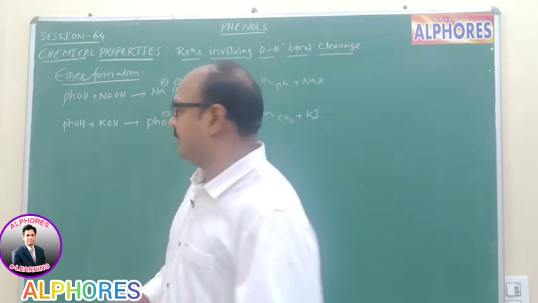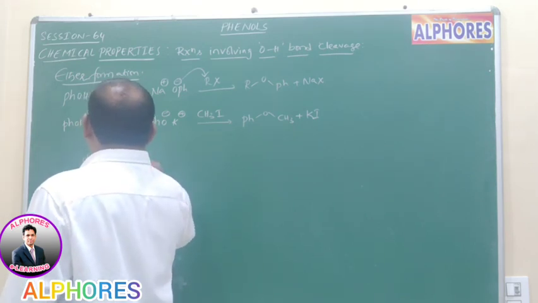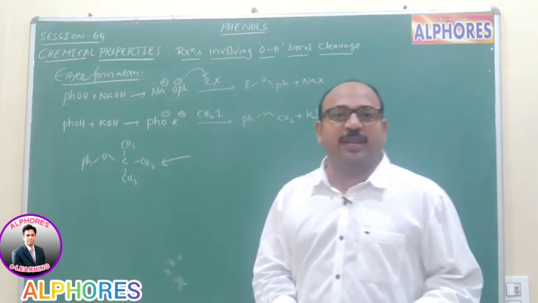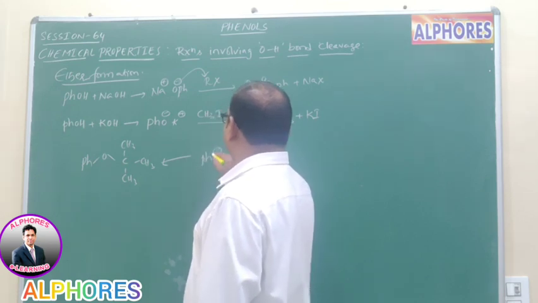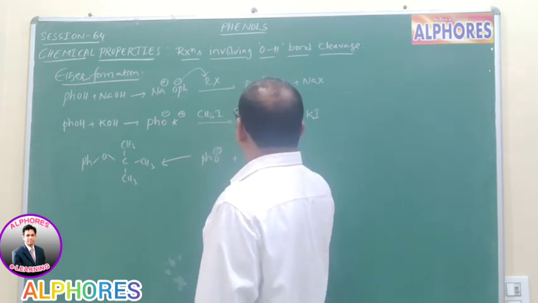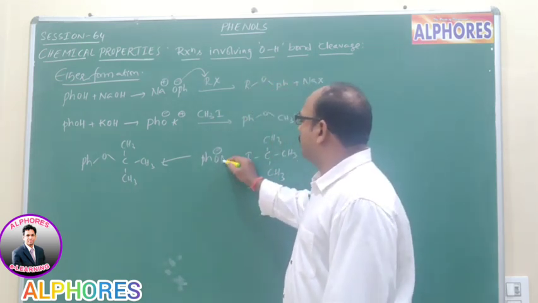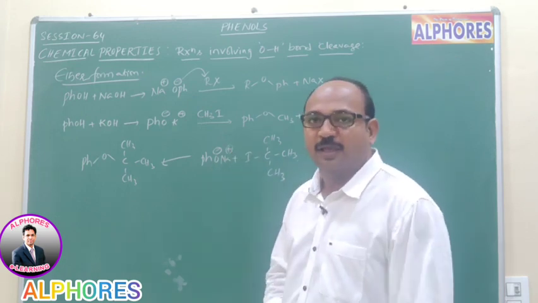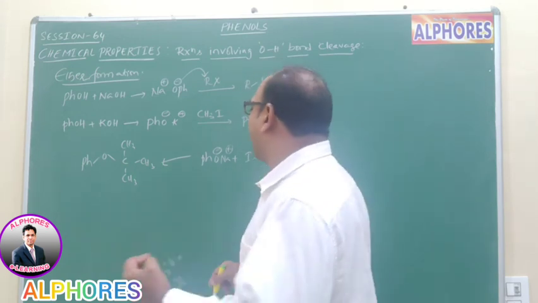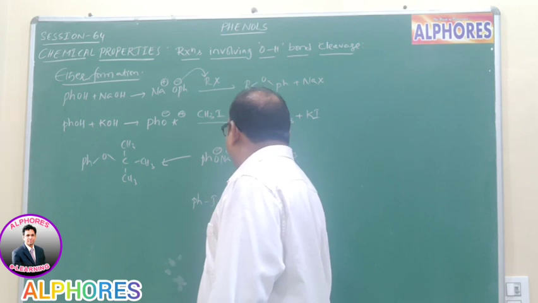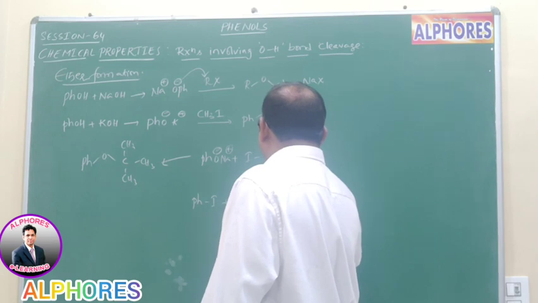If we want to prepare phenyl tertiary butyl ether, what are the reactants? There are two ways. One is PhO minus, sodium phenoxide, upon reaction with tertiary butyl iodide, I-C(CH3)3. In this case, are we getting the major product, phenyl tertiary butyl ether? Or one more way: phenyl iodide upon reaction with sodium tertiary butoxide or potassium tertiary butoxide.